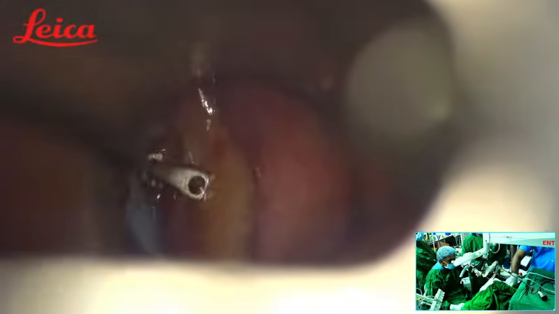Suction. So you can see well the incision which we have put now. Boucher's forceps, a triangle forceps.